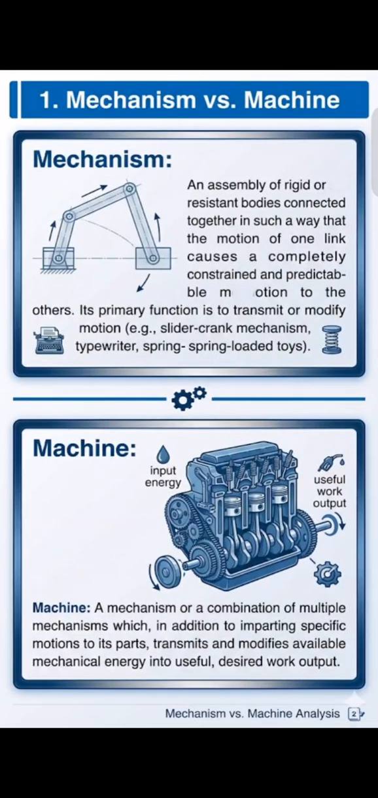Mechanism versus machine. Mechanism: an assembly of rigid or resistant bodies connected together in such a way that the motion of one link causes completely constrained and predictable motions in the others. Its primary function is to transmit or modify motion. Examples: slider crank mechanism, typewriter, spring-loaded toys.